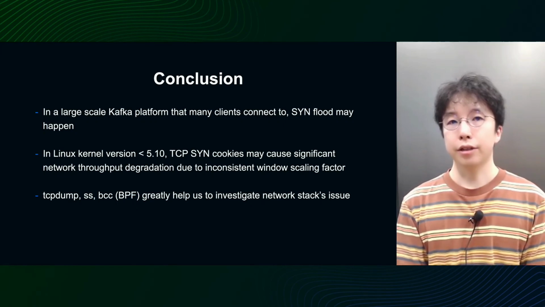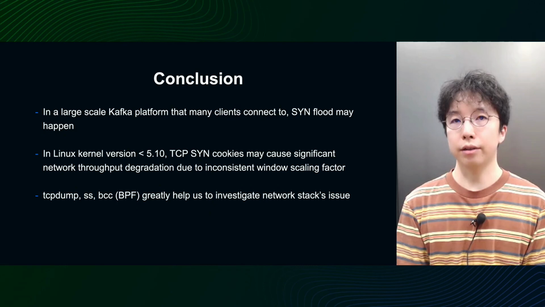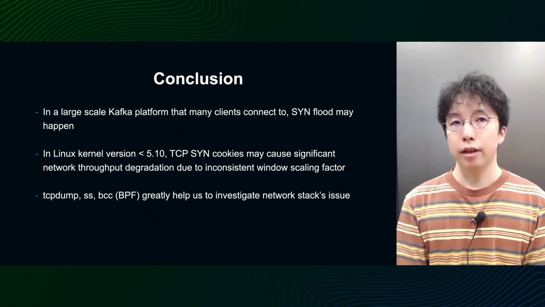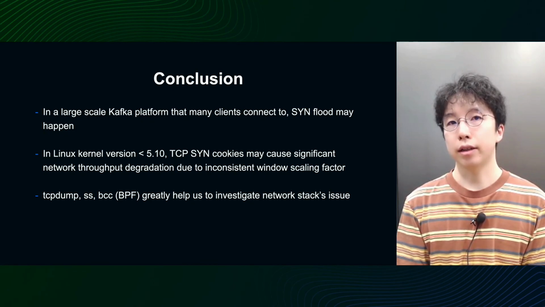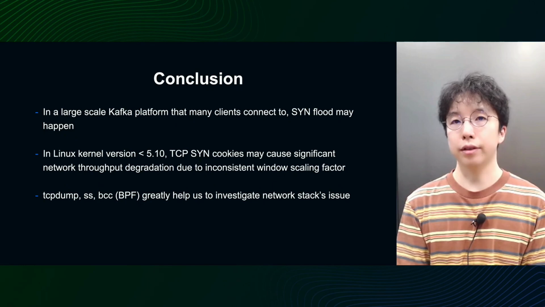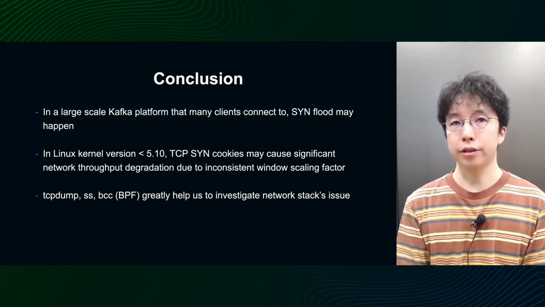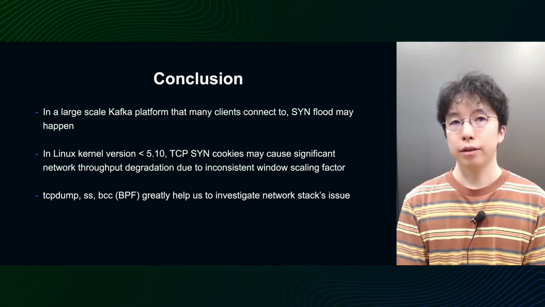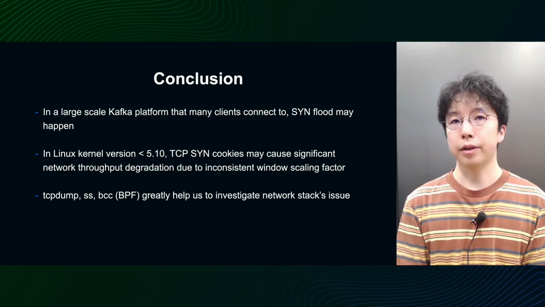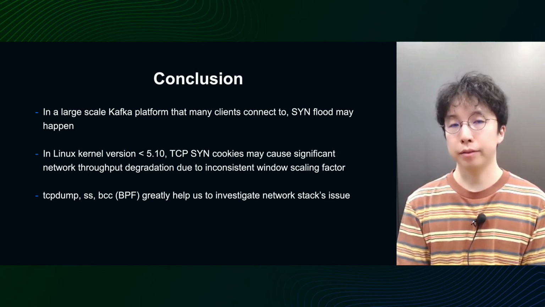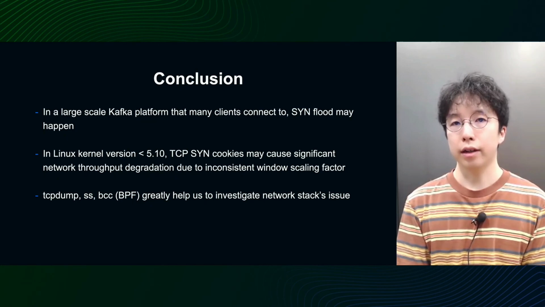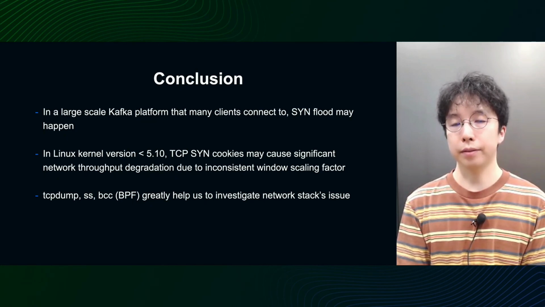This is a summary. We have learned that SYN floods are possible on a large Kafka platform like ours, where many clients are connected. We also learned that on Linux kernels prior to 5.10, a bug in SYN cookies can cause the window scaling factors of the producer and broker to be different, resulting in a significant degradation in TCP throughput. We also learned that tcpdump, namely BCC, greatly helps us investigate network issues, including kernel internals.